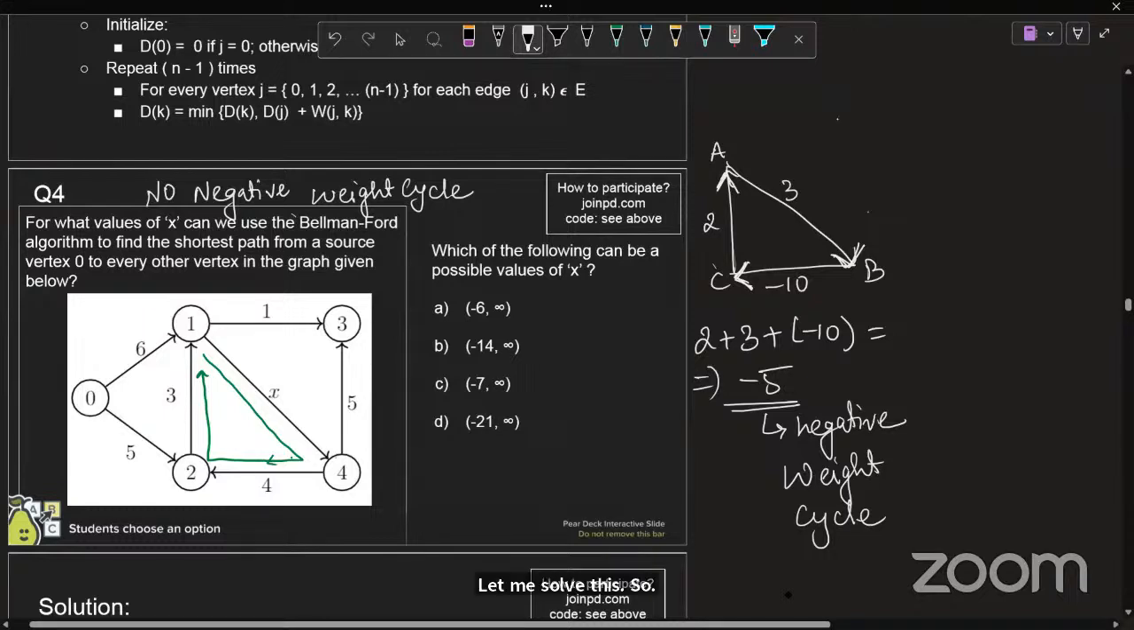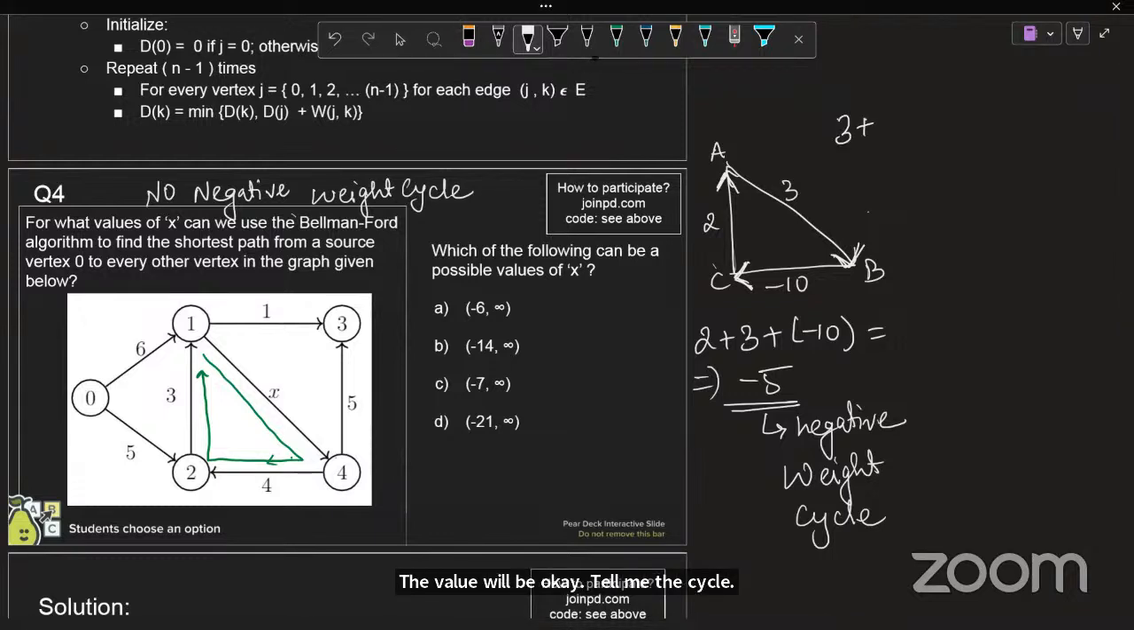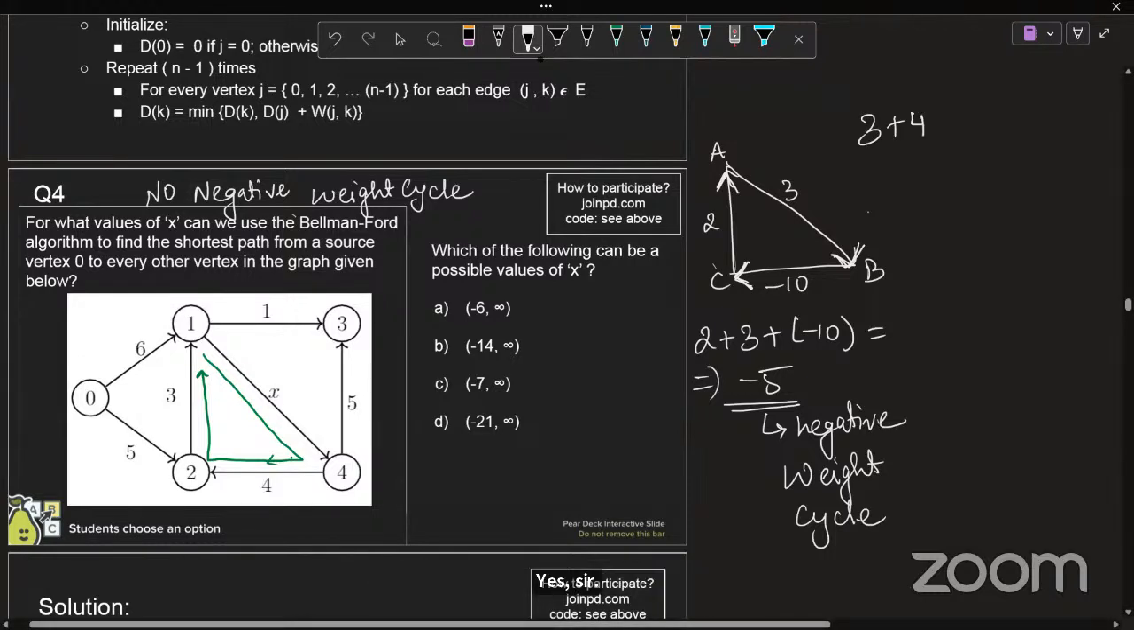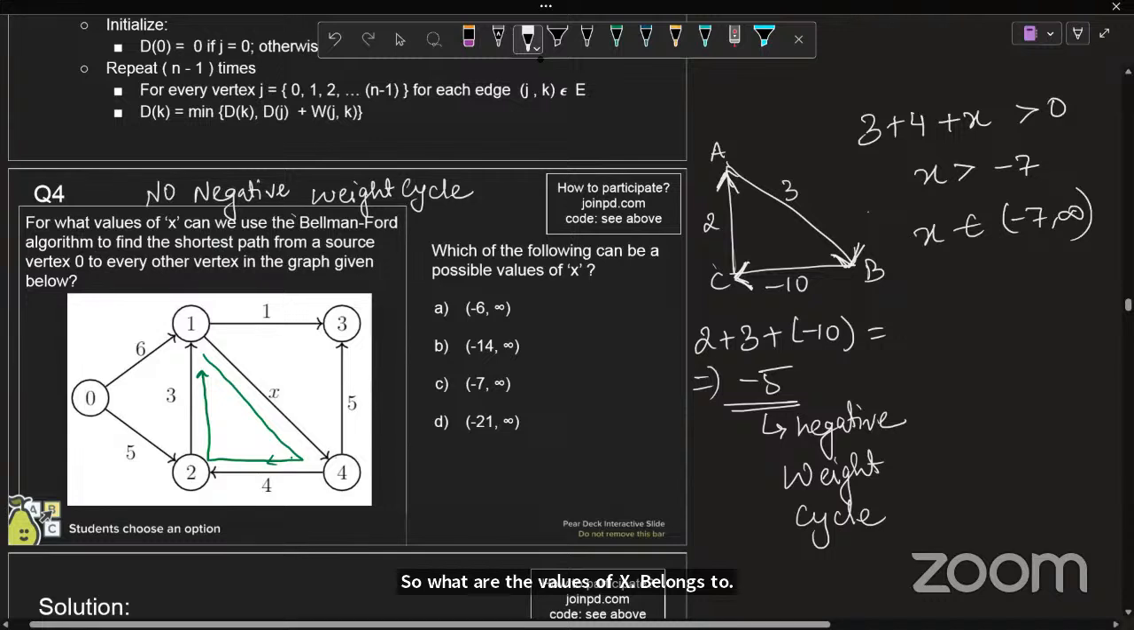Tell me the cycle. That is 3 plus 4. Are you able to see the cycle? 3 plus 4 plus x should be greater than 0, right? That means x should be greater than minus 7. So what are the values of x? x belongs to minus 7 to infinity. So which of the following options is correct?